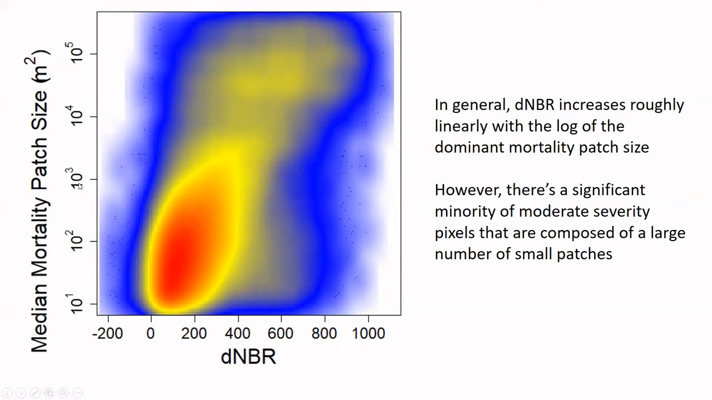And plotting this against DNBR, we have a nice log linear relationship between the logarithm of the dominant patch size and the DNBR, with this one little bit out here, which is spots that have moderate severity but low patch size, which I interpret to be spots that attain moderate severity by having a large number of small patches rather than by having medium-sized or larger patches. But other than that, for the most part, there is a log linear relationship going on here.